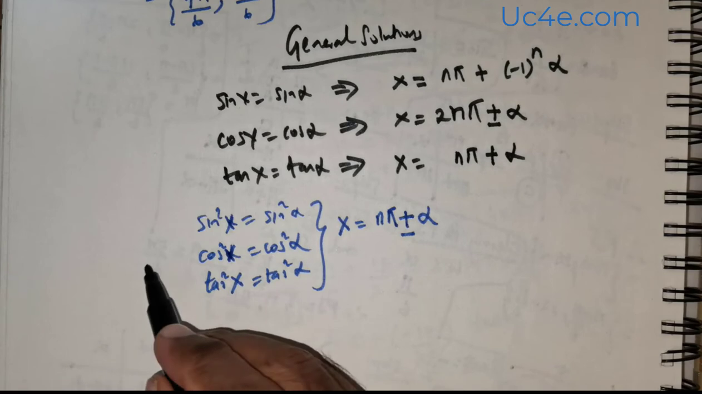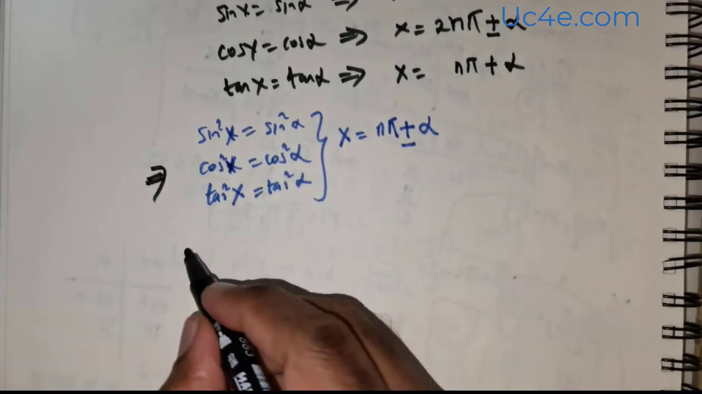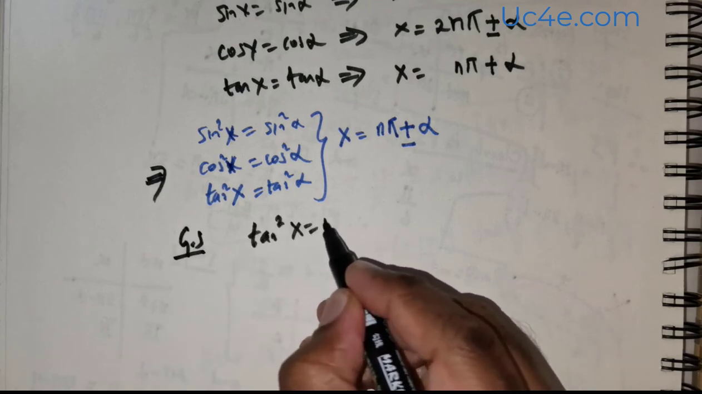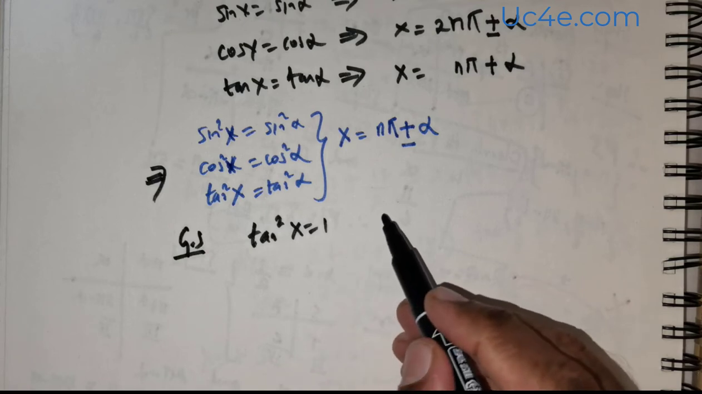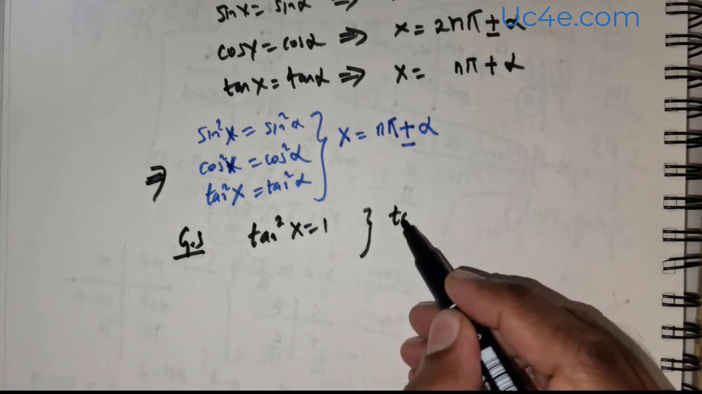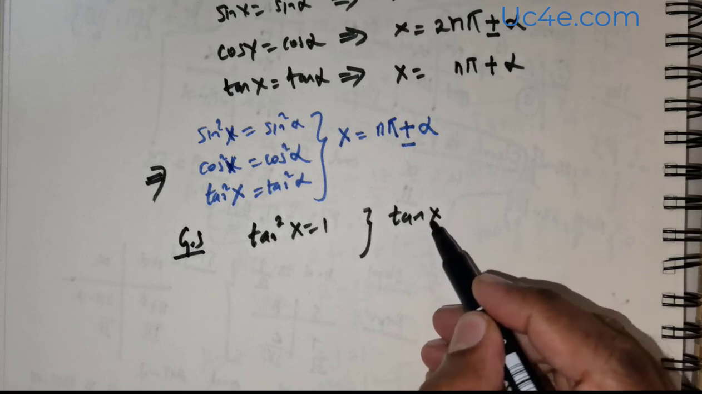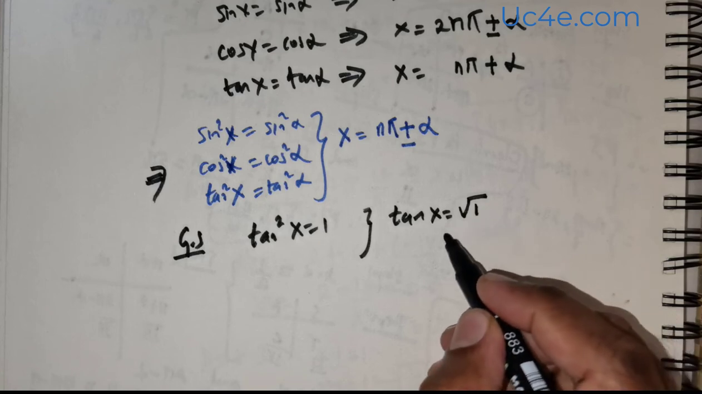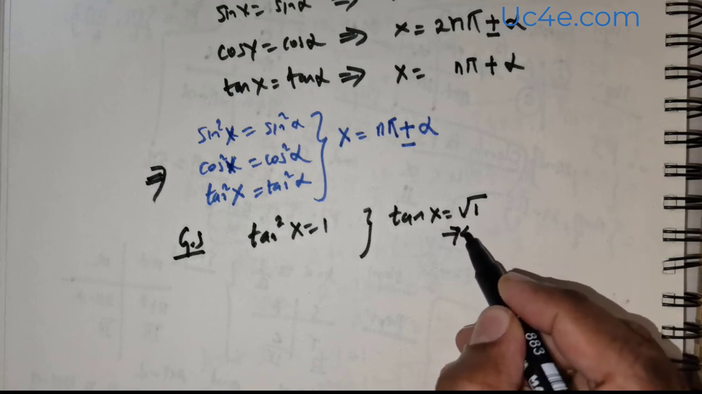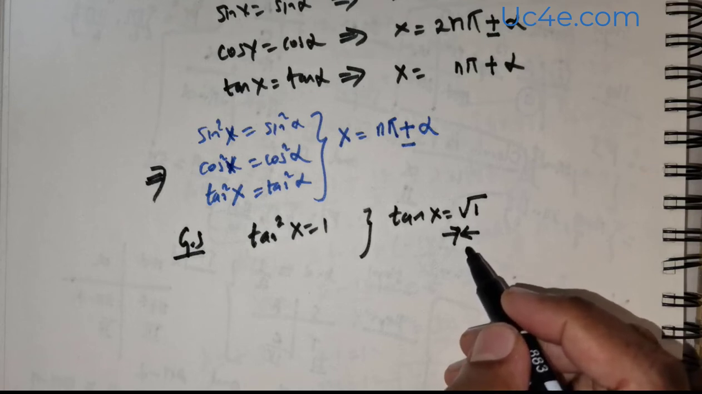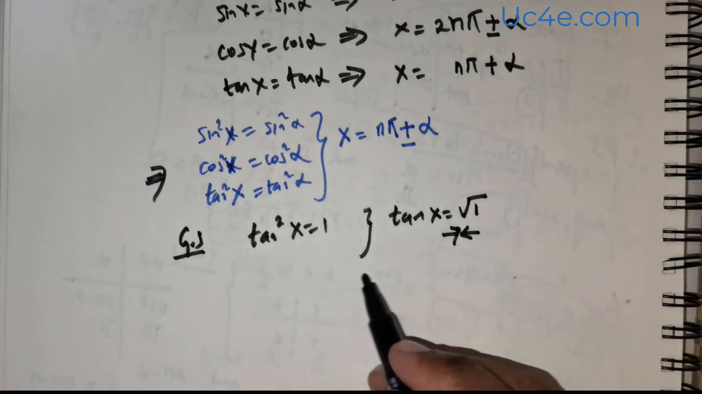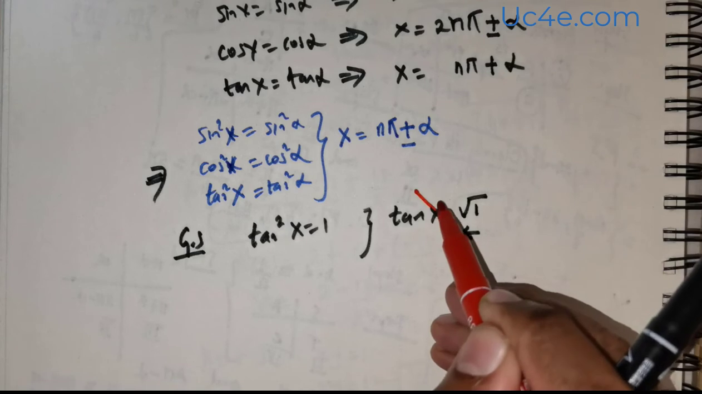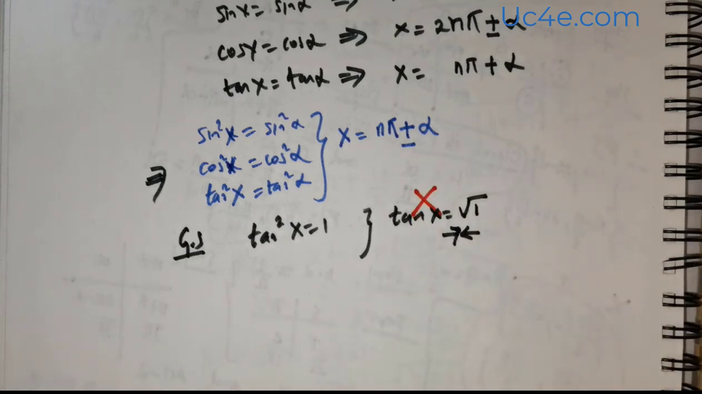To understand this concept, let us do a question. Imagine we are asked to obtain the general solution for tan squared x is equal to 1. Before I give you the solution, please do not write this as tan x is equal to root of 1. Don't do that, because you will end up with a solution that is contradictory to the very fact that tan squared x is equal to 1. So this is a no action.